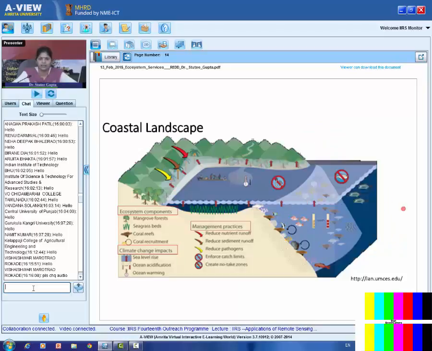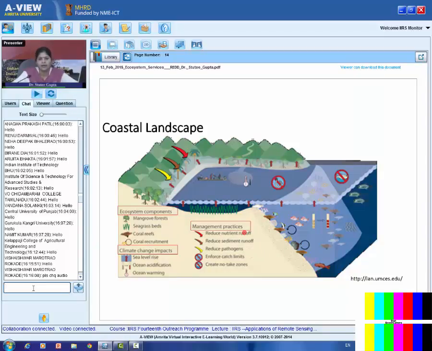There is another example of a coastal landscape here, where there are ecosystems such as the mangrove forest, the sea grasses, and coral reefs, and then there are some coastal recruitments that keep happening in this region.